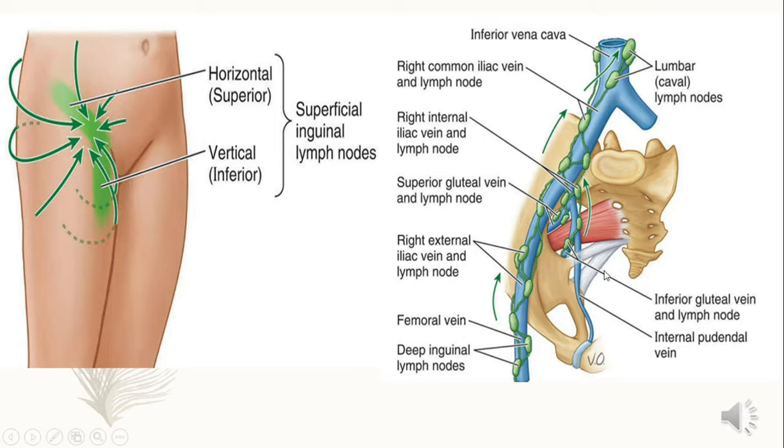And then the deep lymph nodes, which are draining the deep structures of the gluteal region, are lying along the superior and inferior gluteal vessels, and they are the superior and inferior gluteal lymph nodes, which are going to drain into the iliac lymph nodes, the internal iliac and then common iliac lymph nodes, and then they are going to drain into the para-aortic or lumbar lymph nodes.